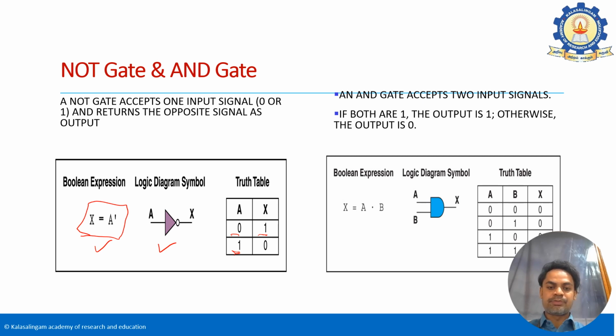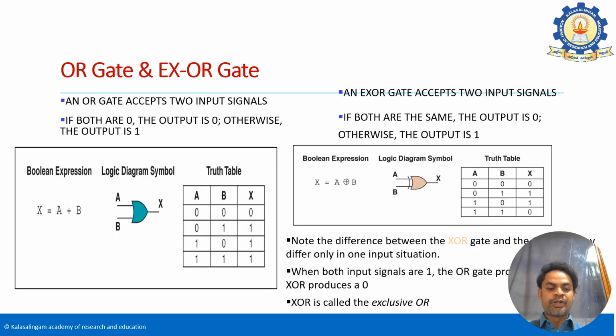Similarly, when it comes to the simple AND gate over here, you can see that when both inputs are 1, the output is 1. Otherwise, the output is 0. It is equivalent to a multiplication operation. So that is where you get A into B. Next, coming into the OR gate, it is A plus B.